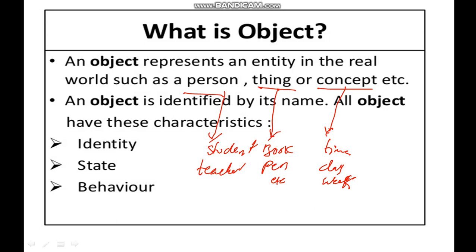Okay, it is a real-time entity, and it has three characteristics. What are the three characteristics? It has an identity, state, and behavior. Okay, I'll explain these three characteristics with an example. Okay, we'll see the example.